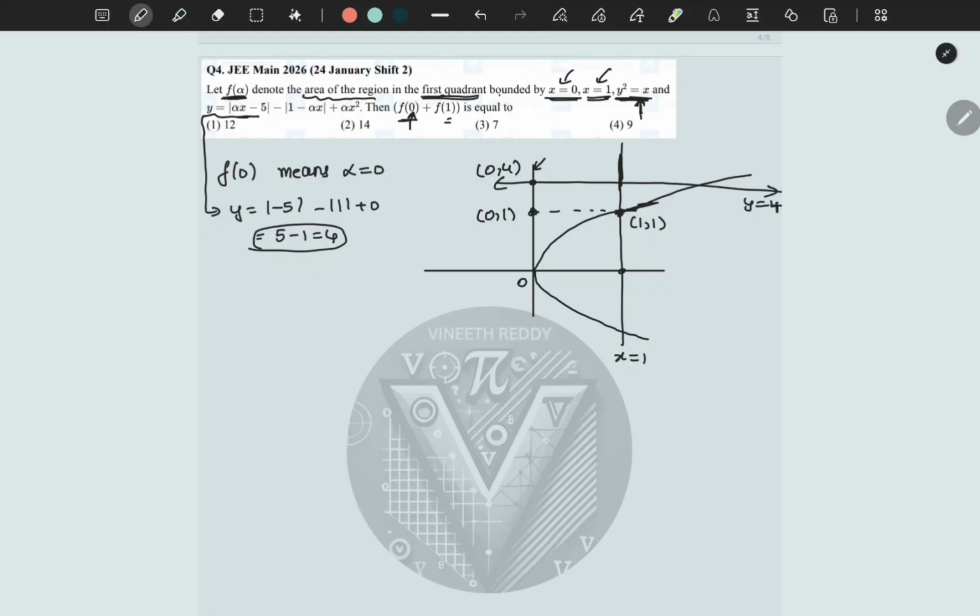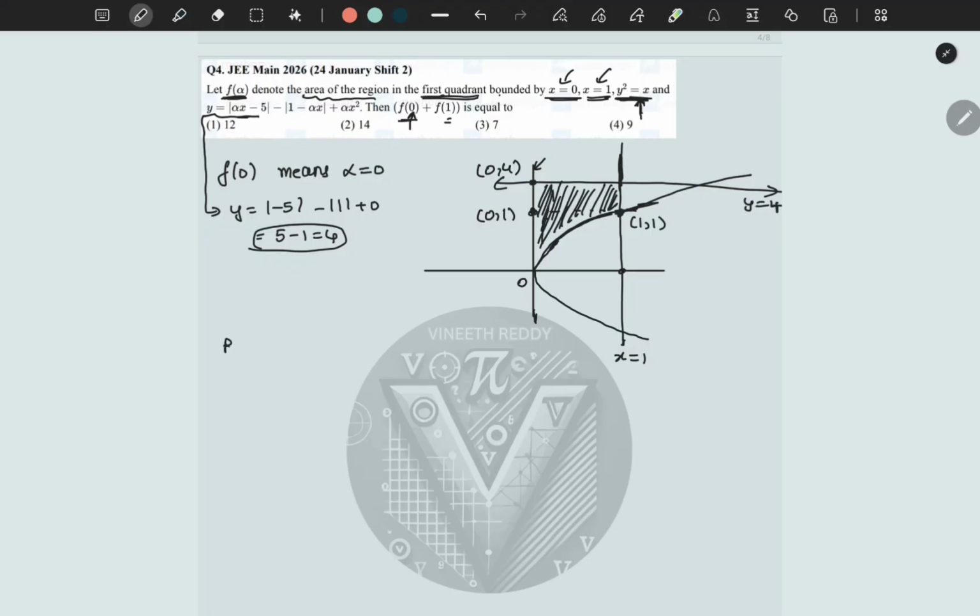So what is the area bounded by the line y equals to 4, this particular parabola, x equals to 0, x equals to 1? That should be in the first quadrant, to the left of the line x equals to 1 and to the right of the line x equals to 0, and above this parabola and below the line. That means this region is talking about this particular region. I hope you understood it.